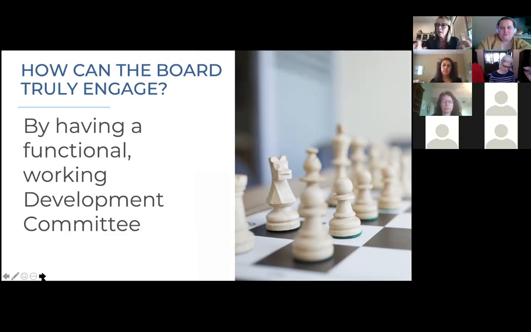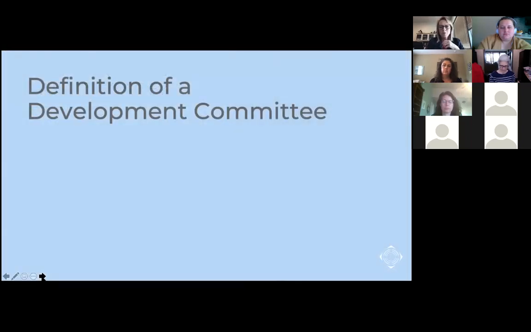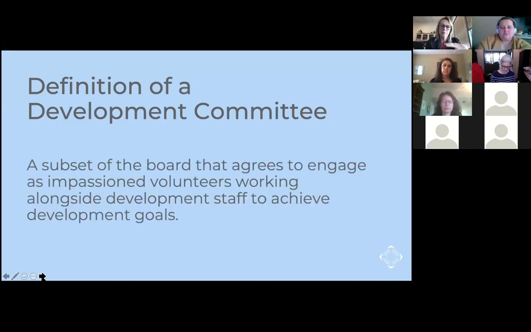So it allows you to go deeper with fewer, essentially, and to get what you really need out of a core group of people. So first of all, how do we define this? In a very broad sense, I would define it simply this way: this is a subset that agrees to engage as impassioned volunteers working alongside you as a development staff to achieve your goals.